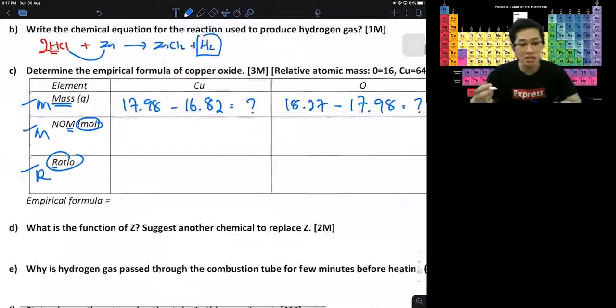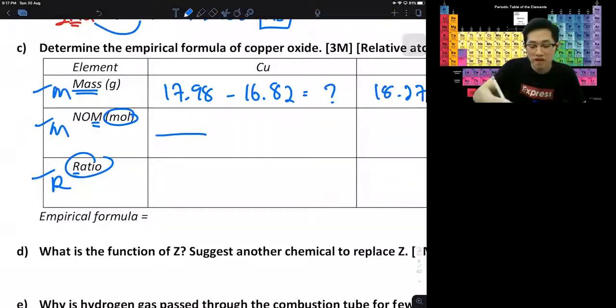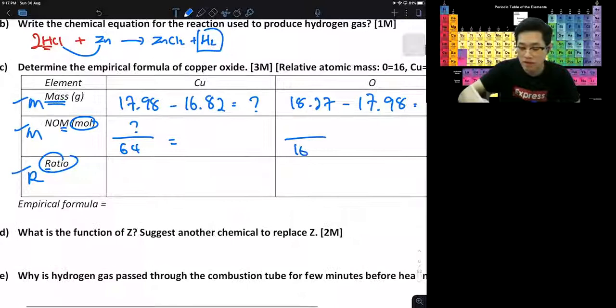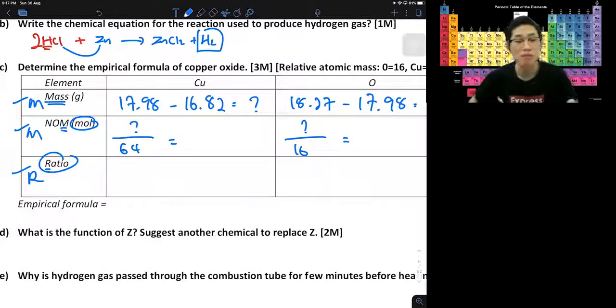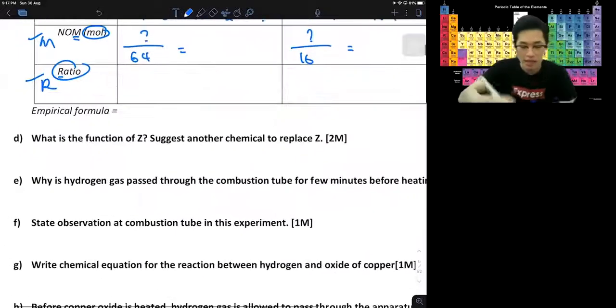Okay, after you deduct it, you just use the number to divide the molar mass. Then you will be able to find the mole. And then you just find the ratio. Okay, next. The answer here will be 1:1, CuO.